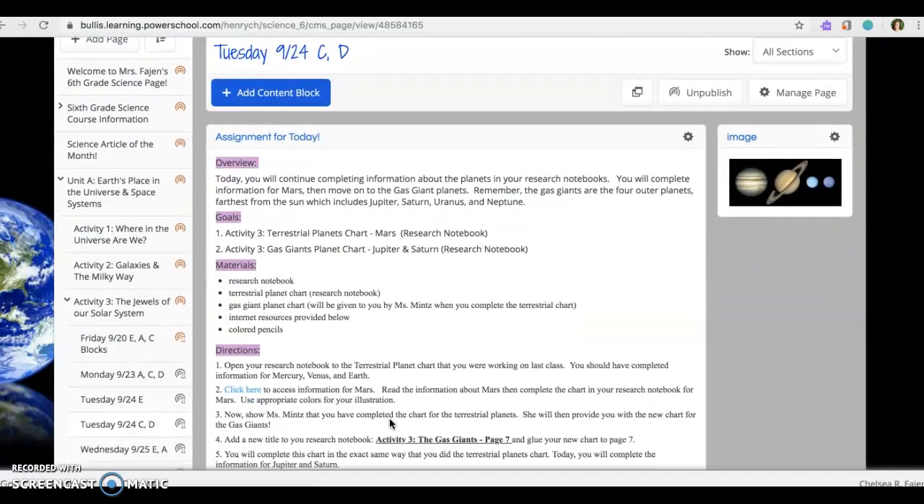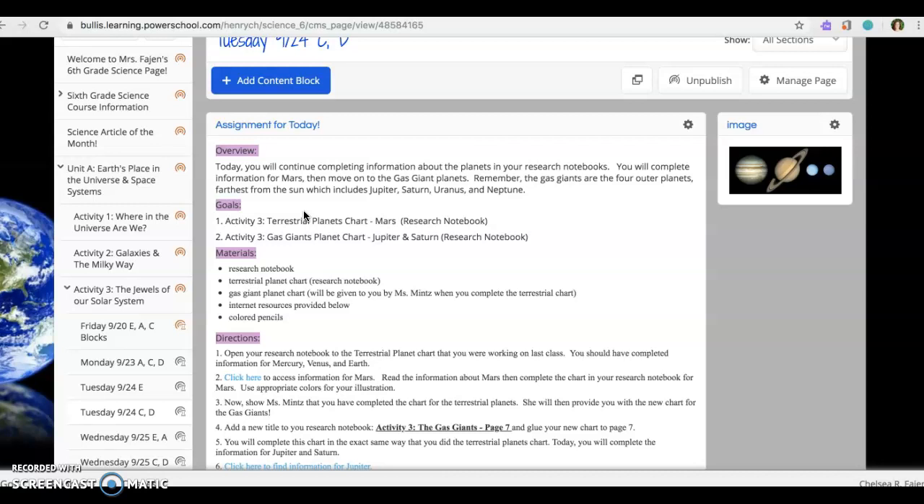So what you guys are going to do today is you are going to continue completing information about the planets in your research notebook. So during your last class, you were working through the terrestrial planets and you completed the information for Mercury, Venus, and Earth. And then today you are actually going to be completing Mars, and then you're going to move on to the gas giant planets. And over here I have a little image of the gas giant planets: Jupiter, Saturn, Uranus, and Neptune.